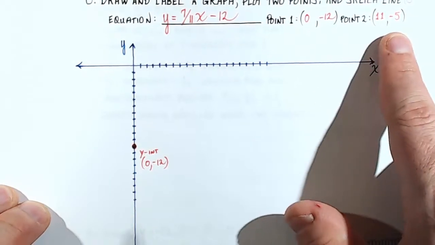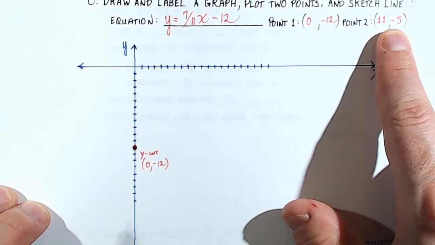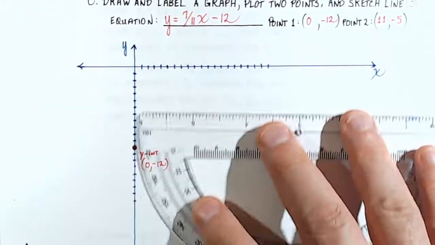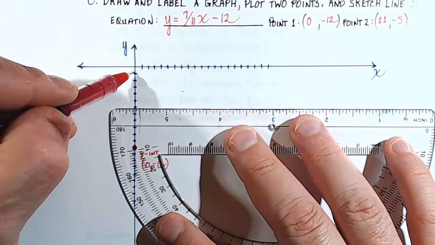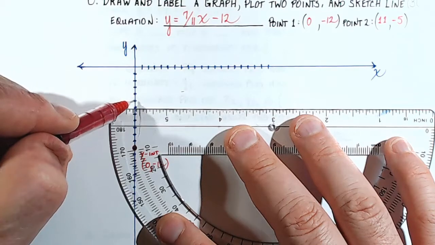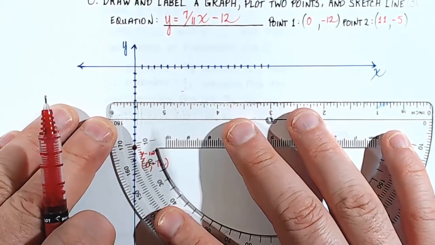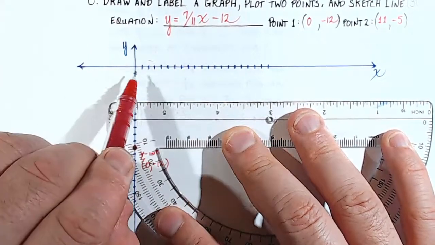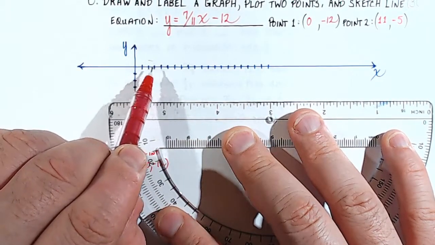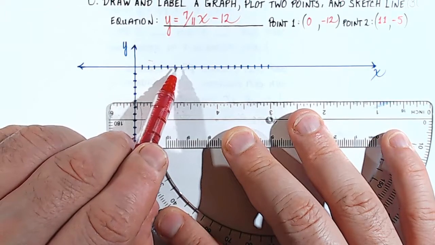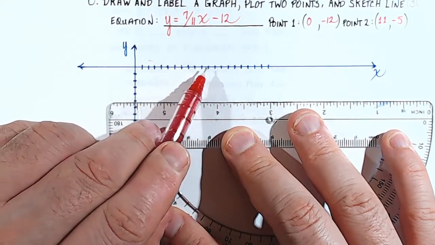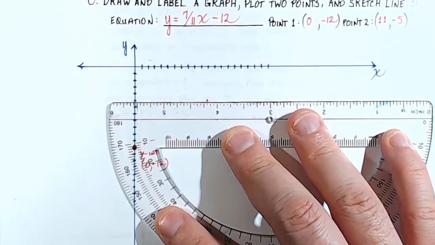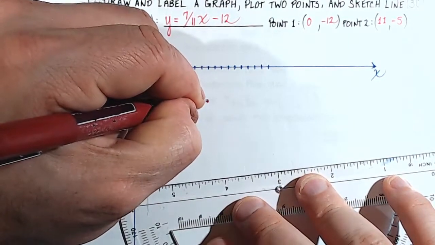So the next point, this is point 11, -5. So I'll go 11 on the x and down 5. Let's get the down 5 part done. Down 1, 2, 3, 4, 5. So I'm going to be on this plane here. Now I need to go over 11 on the x. 1, 2, 3, 4, 5, 6, 7, 8, 9, 10, 11. So right here. Okay, so this point.